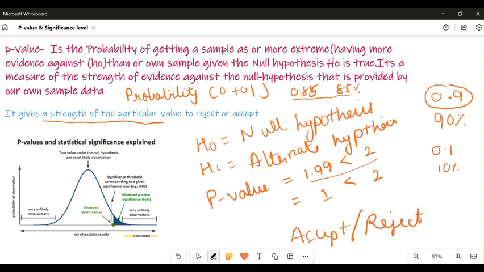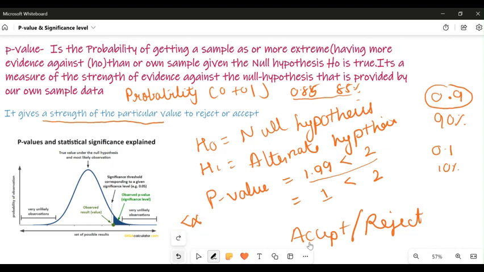So if p is less than or equal to the significance level, then we are accepting or rejecting the null hypothesis, or something happens with this, right? But what is the strength of that? Is there any enough evidence to accept the null hypothesis?